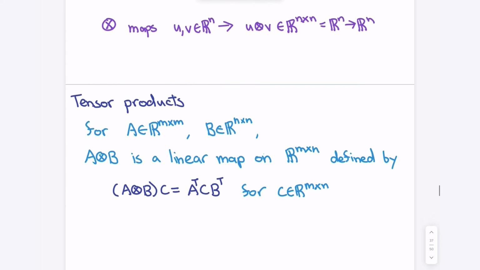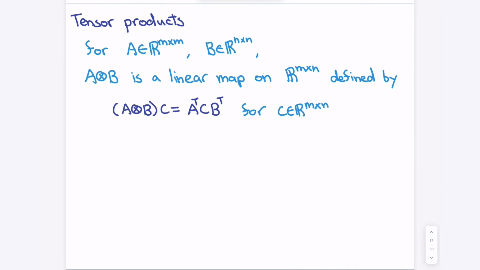Now tensors of maps are going to be a little bit confusing because it's maps of maps. So if I have two matrices A in M by M space and B in N by N space, then A tensor B is actually a linear map from M by N to M by N. If you apply it to some M by N map C, you'll get A transpose C B transpose. In our case, A and B will always be symmetric, so transposes aren't a big deal. But it's a little bit weird.